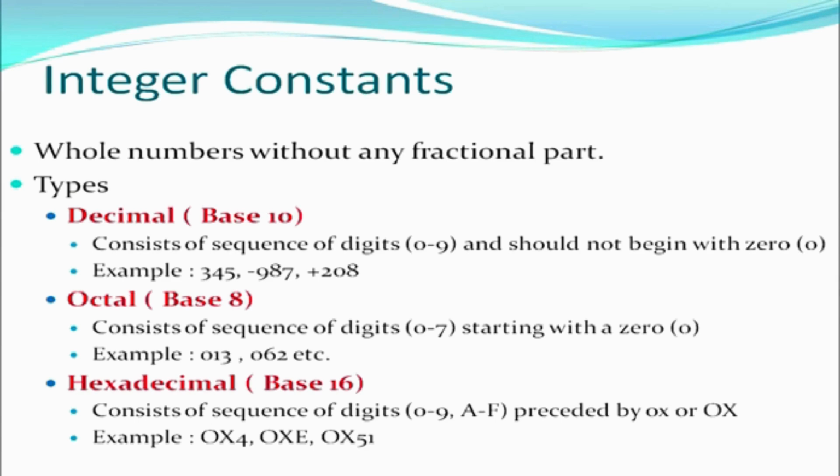Then you have the hexadecimal integers, which are of the base 16. These consist of digits 0 to 9 and then alphabets A to F. That means a 10 in decimal is A in hexadecimal. Similarly, an 11 in decimal is a B in hexadecimal, and so on. All hexadecimal numbers are preceded with either 0X in small case or in uppercase. You can see in the examples 0X4, 0XE, 0X51, all these are hexadecimal numbers.